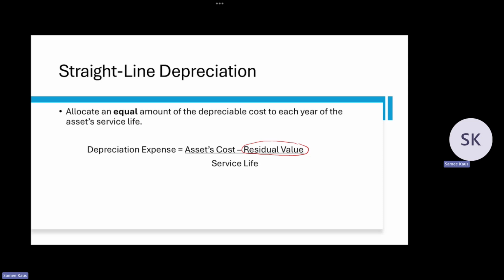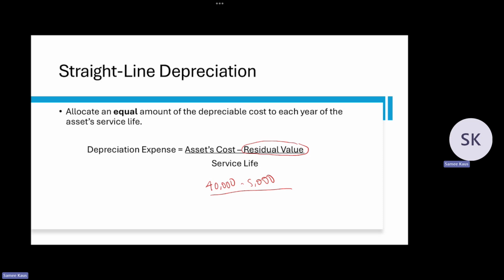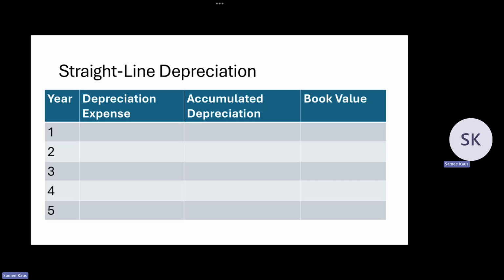So I'm going to have that hang out here in my numerator. If you think about what we just said, I buy this truck for $40,000. I think I'm going to be able to sell it for $5,000 at the end of its useful life. And what is my useful life here? It's 5 years, so I divide by 5. So I have 35,000 divided by 5-year service life. That is going to give me 7,000 per year. So this is what we call a depreciation table.